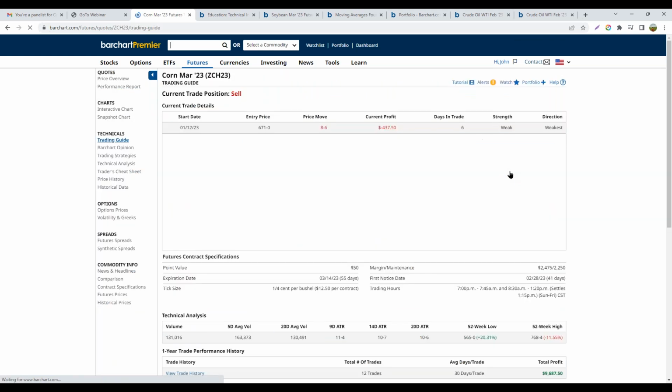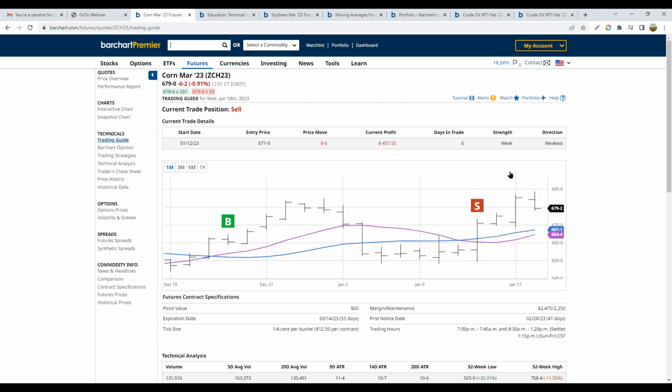So if I click on this link, this is going to open up a wider array of data for us. First of all, you'll get the current position, which is a sell or short. Again, the entry date, the entry price. How much has price moved from that entry price? Again, here you'll see that green and red. If I have a red color, that tells me that price has moved against my position, and then it calculates the profit or loss. And then days in the trade. Now, this is going to be significant to us in a moment. And then the aforementioned strength and direction.